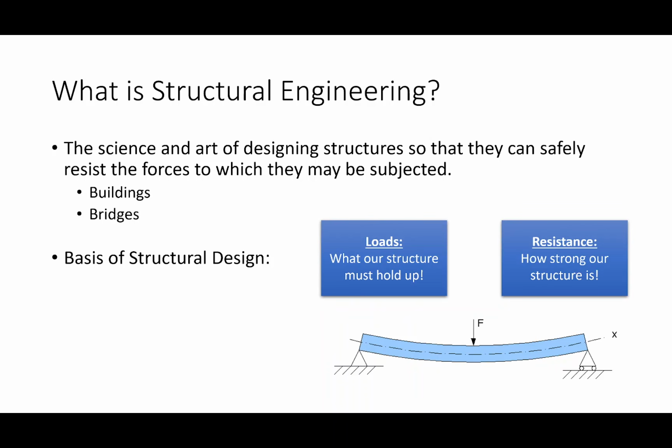I think you all can probably do a pretty reasonable job of defining what civil engineering is, as it's your major. But as you know, civil engineering has various disciplines. It has geotech, transportation, environmental. So what's structural engineering? You could probably find a bunch of different definitions. You could abridge it. You could find some long-winded one. I would say that structural engineering is the science or art, or science and art, of designing structures so that they could safely resist the forces to which they may be subjected. That's structural engineering in a nutshell.